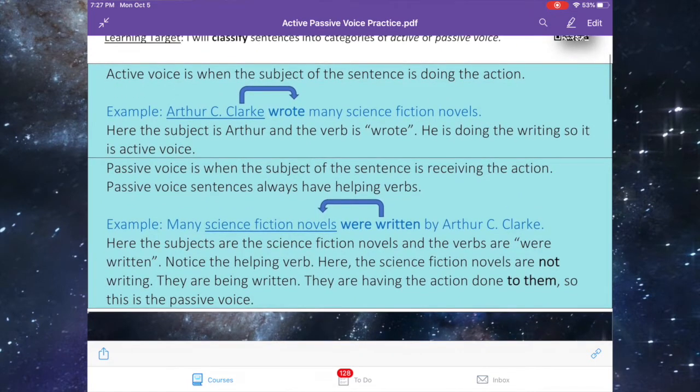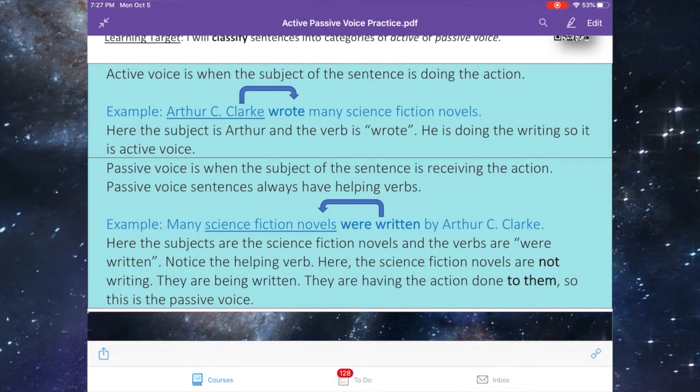Let's take a look at an example of active versus passive quickly. Active voice is when the subject of the sentence is doing the action. For example, Arthur C. Clarke wrote many science fiction novels. Here, the subject is Arthur and the verb is wrote. He's doing the writing, so it is in the active voice.